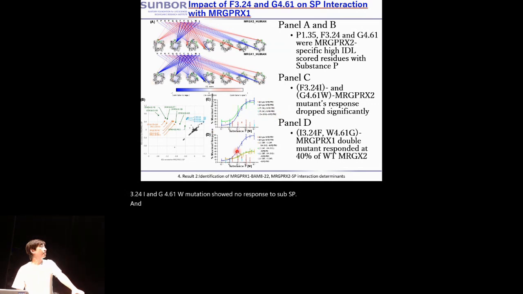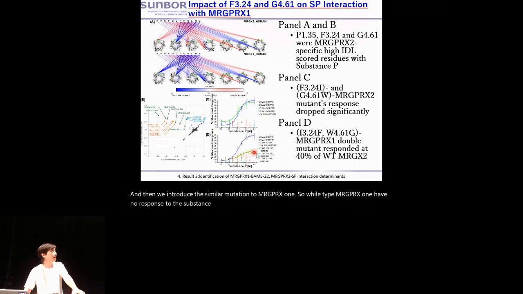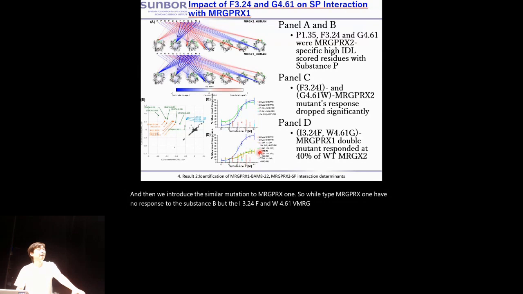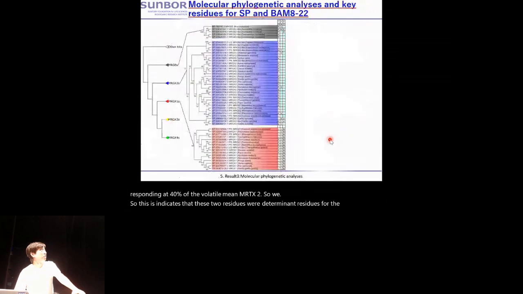Then we introduced the similar mutations to MRGPRX1. Wild type MRGPRX1 had no response to substance P, but the I3.24F and W4.61G MRGPRX1 mutant responded at 40% of the wild type MRGPRX2. So this result indicates that these two residues were determinant residues for substance P recognition.